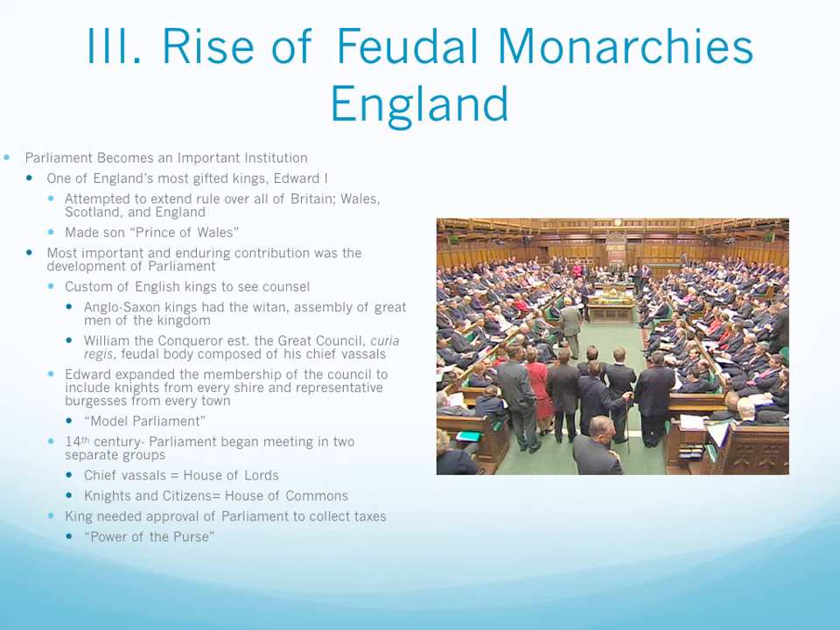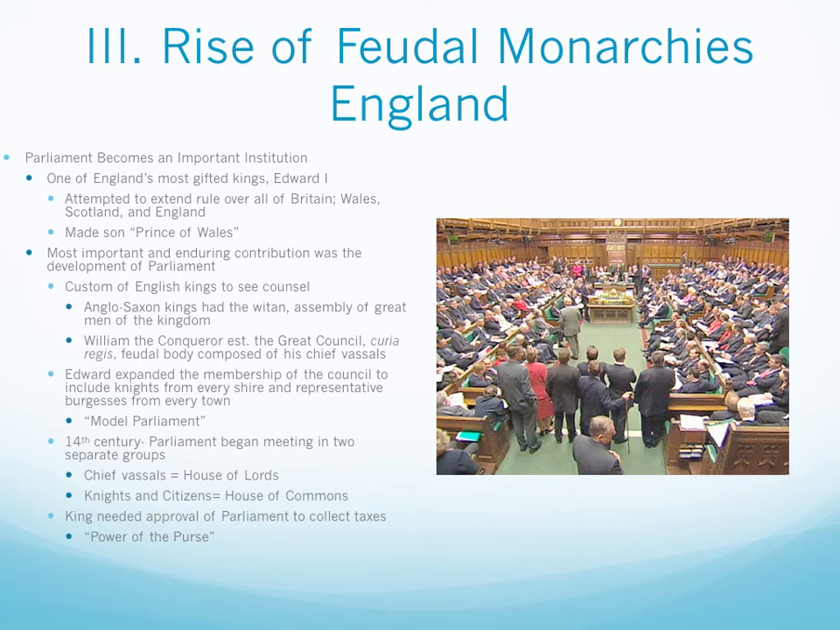So Edward I's most important contribution was the development of Parliament. This came from a tradition of English kings seeking counsel. The Anglo-Saxon kings had this group called the Witan, which was an assembly of men in the kingdom that they would get advice from. William the Conqueror had the Great Council, or the Curia Regis, which was a body composed of his top nobles or chief vassals that would also give him advice. So Edward kind of just takes this model and he expands the membership to include knights from every shire or county and representatives from every town. And so this is the Model Parliament. It's the first parliament.